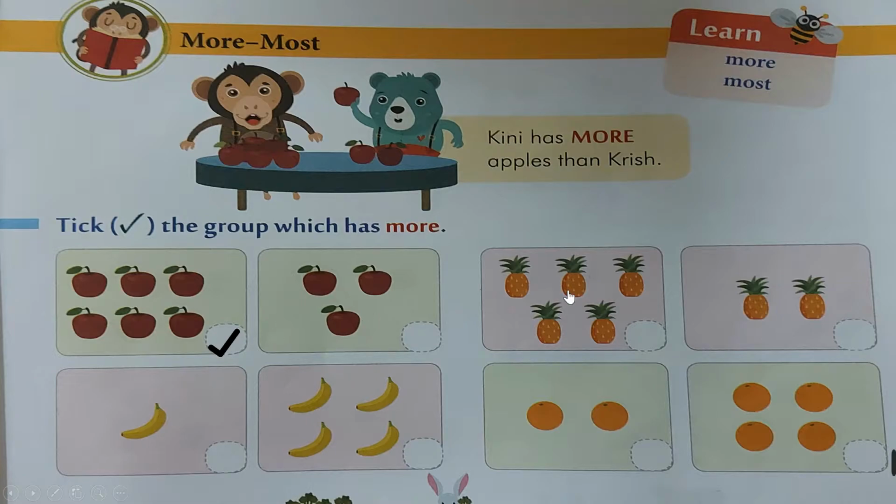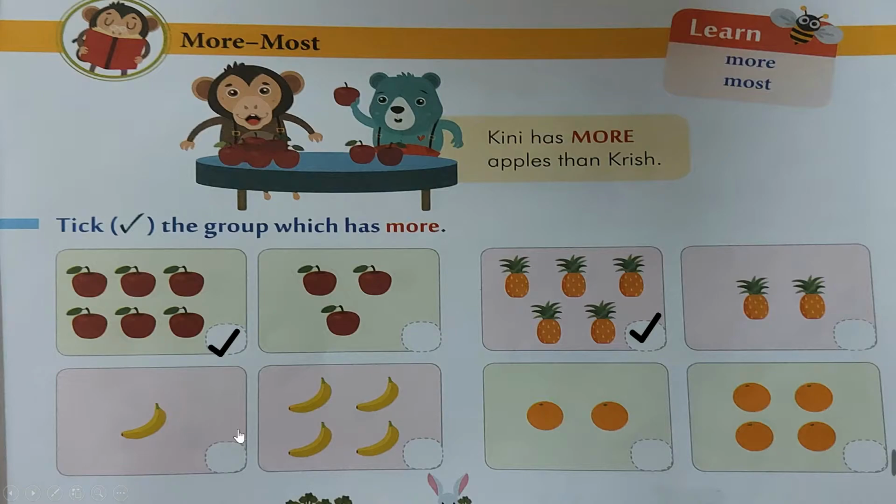And see the next one. What are these images? Yes, these are the images of pineapples. This is the first group and this is the second group. In these two groups, which group has more pineapples? Yes, first group has more pineapples. So we have to keep the tick mark here.